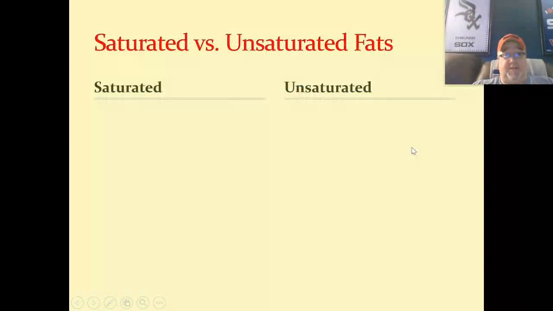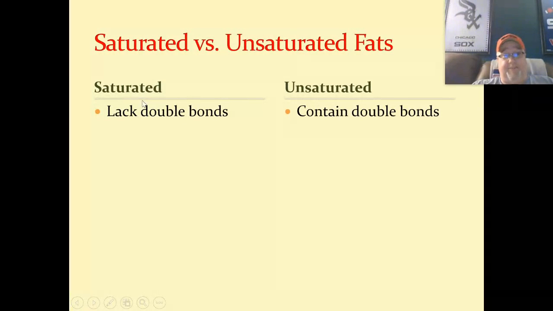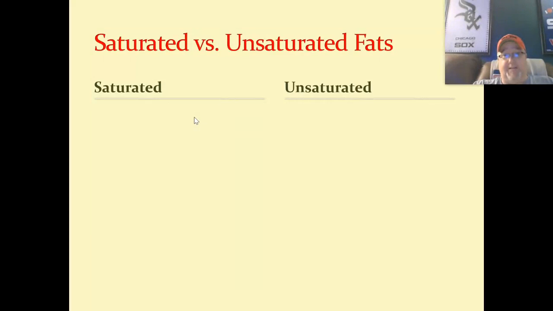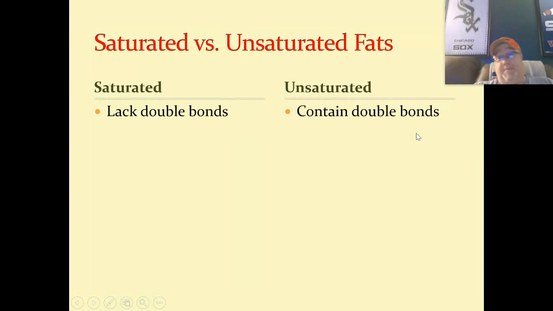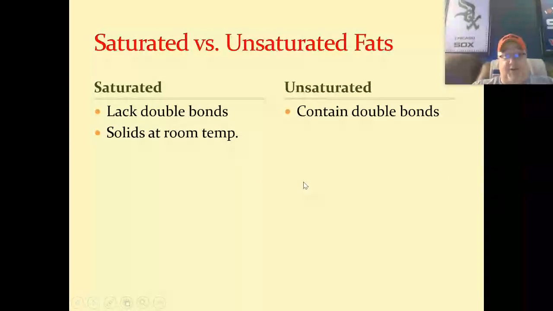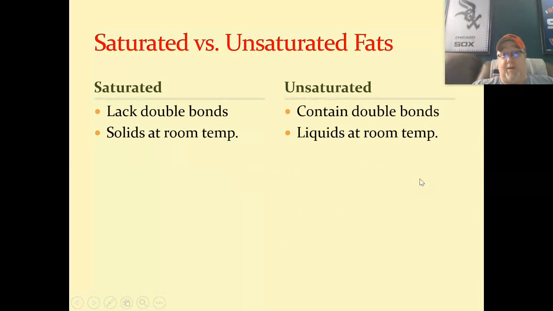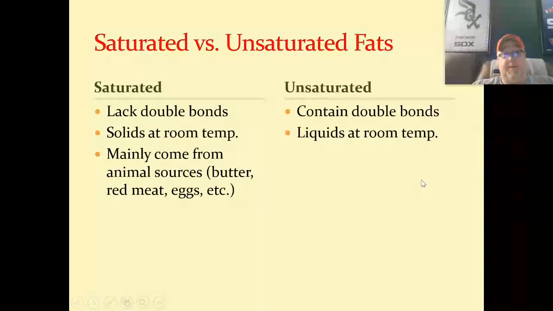All right, so I want to go through a compare and contrast list of saturated versus unsaturated fats. So again, saturated fats don't have any double bonds. They lack those double bonds. Unsaturated has double bonds. Sometimes they have more than one. If they do, they're called polyunsaturated, but don't worry so much about that. Saturated fats are typically solids at room temperature, things like butter, for example. Whereas unsaturated fats are liquids at room temperature.